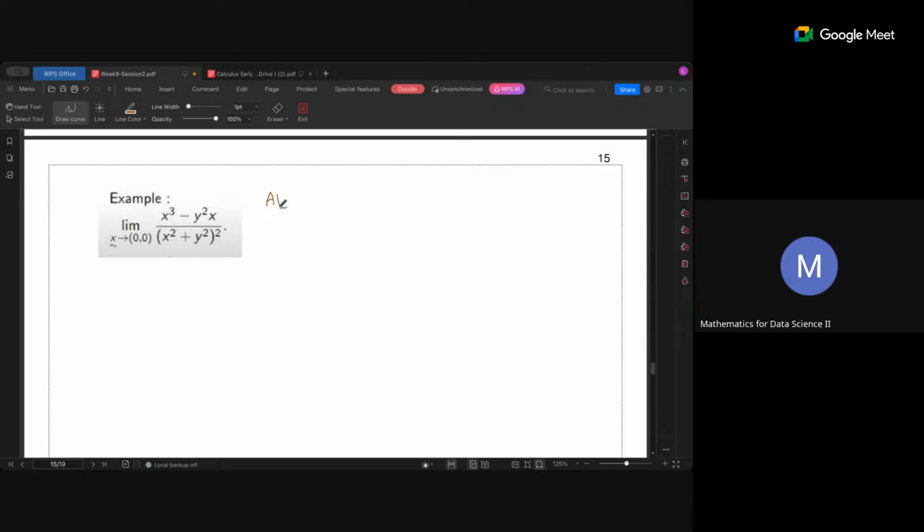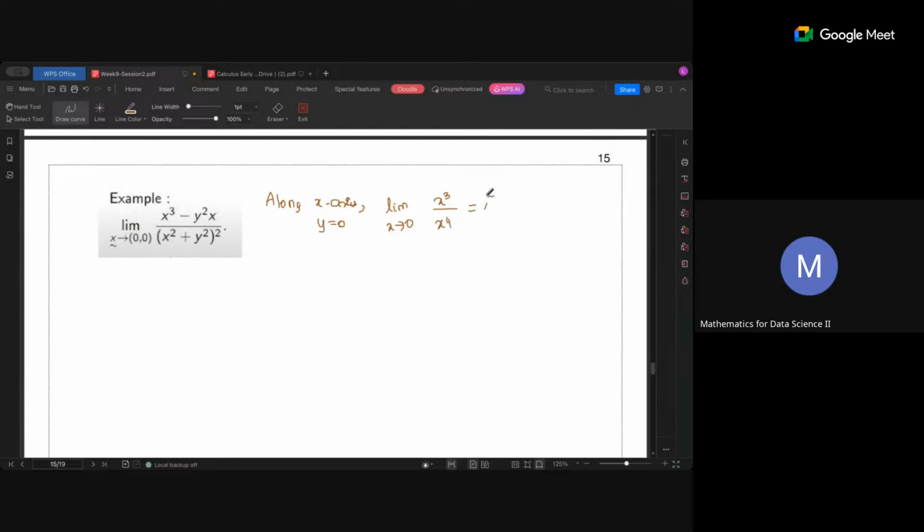So what happens along the x-axis? Along the x-axis, what is the value of y? 0. So you see the x-axis passes through the point (0, 0), right? So along the x-axis this function reduces to, we need to take any curve which passes through that point and then find the limit. So it will be x cubed by x to the power 4. Now what is the limit as x goes to 0 of x cubed by x to the power 4?